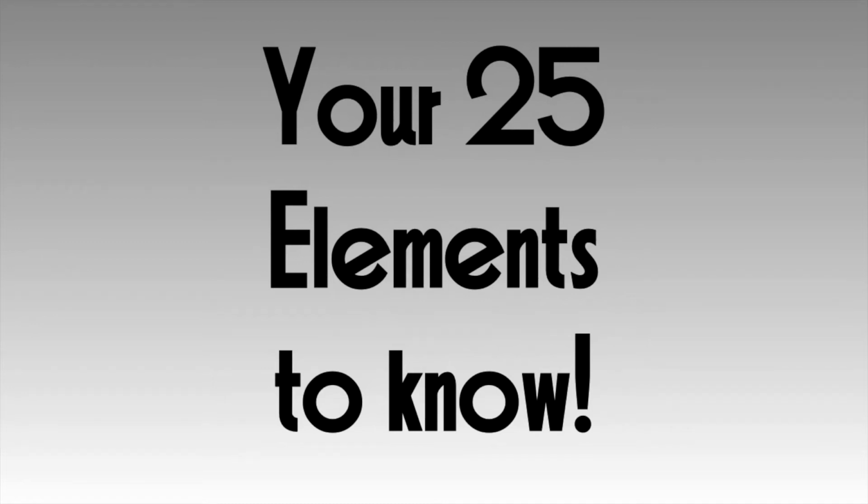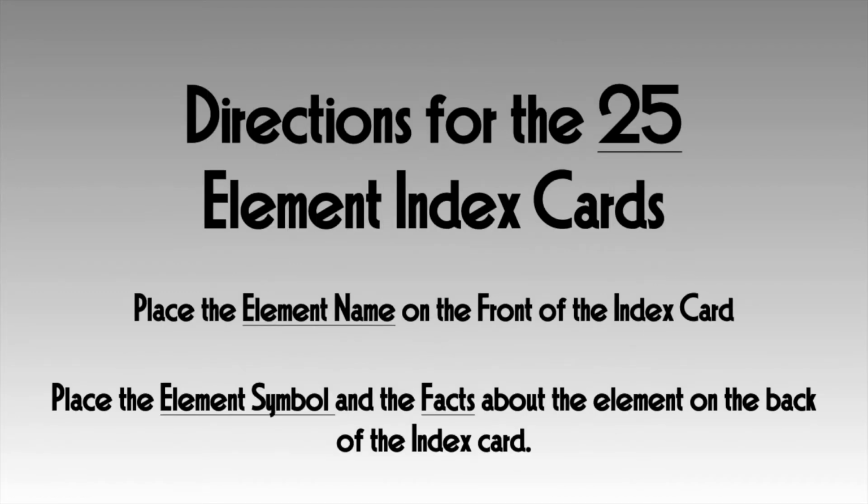In this video, you're going to see the 25 elements that you're going to need to know. With each of the elements, you're going to have a symbol, how many electrons it has, and then some common facts. I'm going to have you create index cards. Please write the element name on the front and the symbol on the back with some chosen facts.